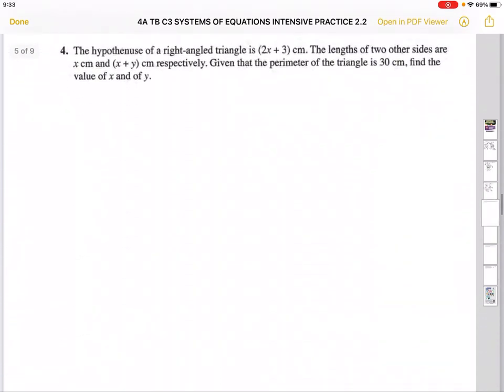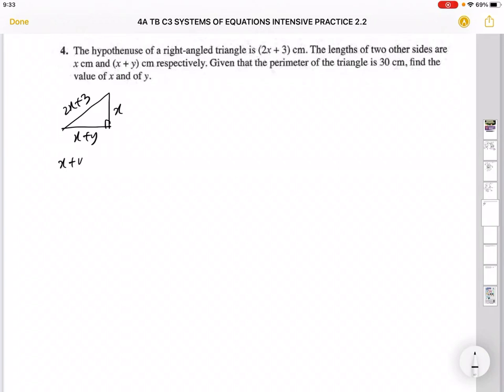So, the hypotenuse of a right angled triangle is 2x plus 3. Okay, so I draw a right angle triangle. The hypotenuse is 2x plus 3. The lengths of the other two sides are x and x plus y, so I'm going to call this x plus y. The perimeter of the triangle is 30. So the first thing we add up: x plus y plus x plus 2x plus 3 must be 30. Let us simplify further. y plus 4x plus 3 equals 30. y equals 27 minus 4x. Okay, this is my first equation.